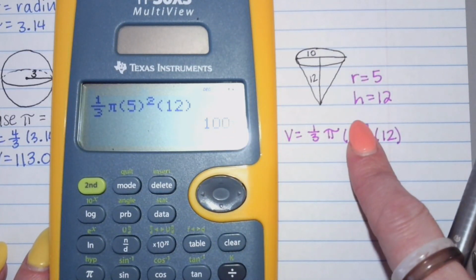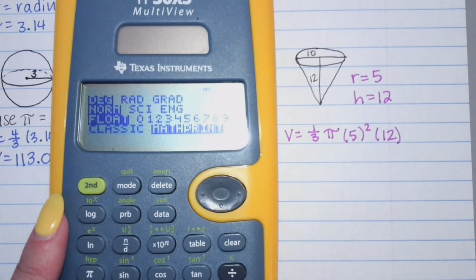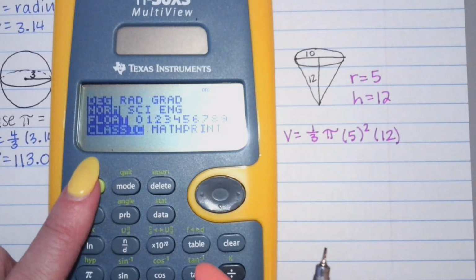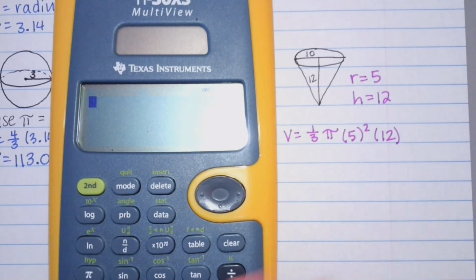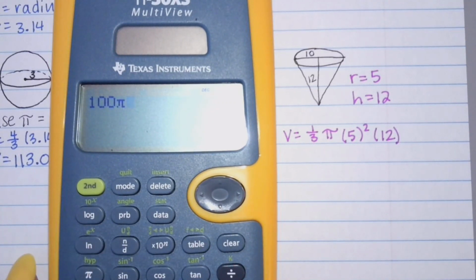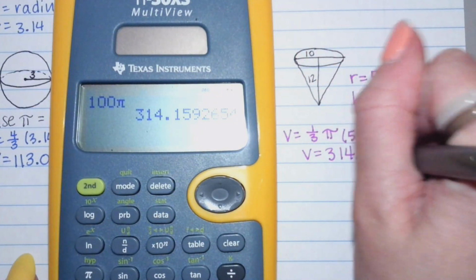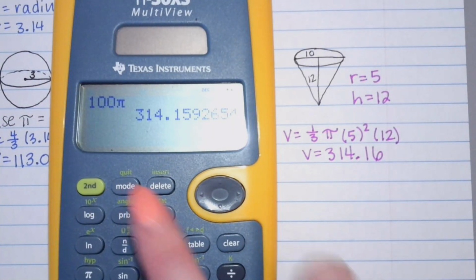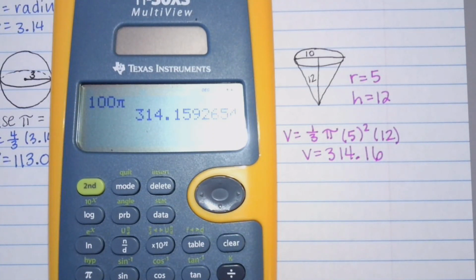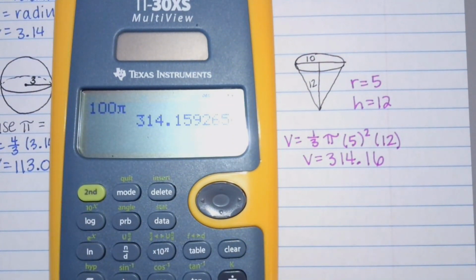But it doesn't want our answer in pi, it wants our answer as a decimal. So if we press the mode button, and we go down to classic versus math print, I can press second and mode to go back. That was 100 pi, and when I get that, we're going to round to the nearest hundredth, so that's 314.16. So again, you hit the mode button, make sure that you are in classic to get a decimal answer so that you don't end up with an answer in terms of pi.